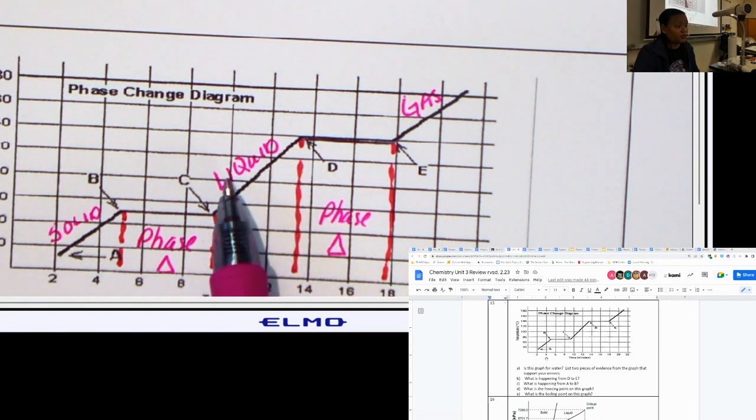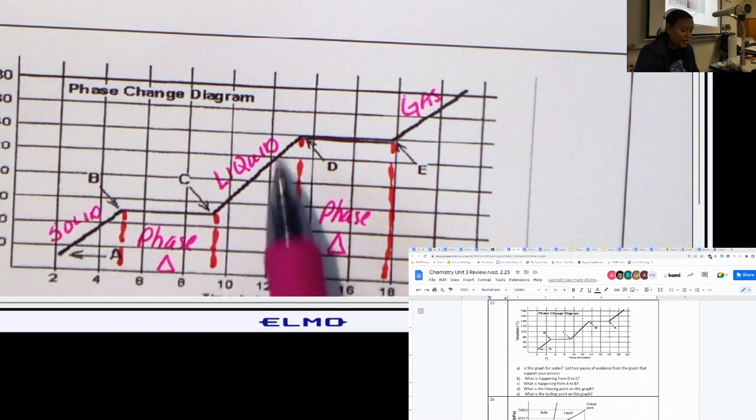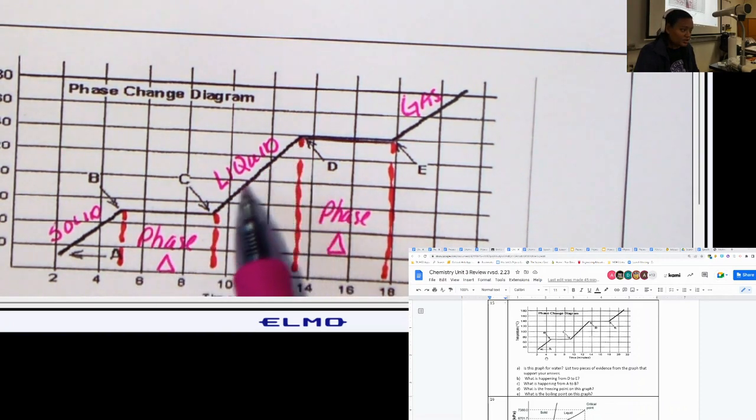What temperature is the freezing point? On a graph for water, this would all be at 0. So is it C or B? What's the first point you hit when you're going from a liquid to a solid? C or B? When you go from a liquid to a solid, which point do I pass first? C. So freezing happens at C.